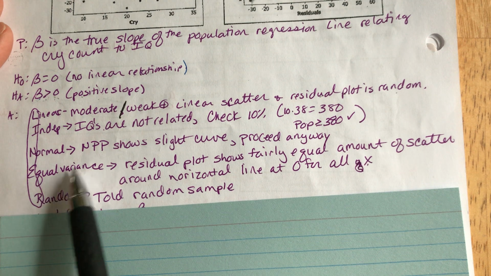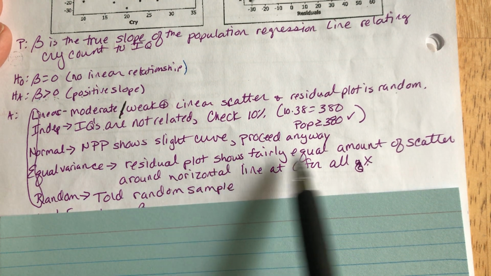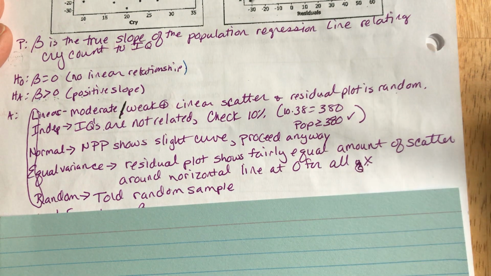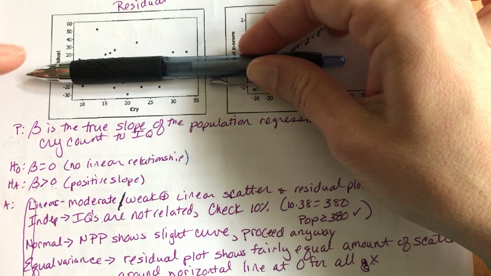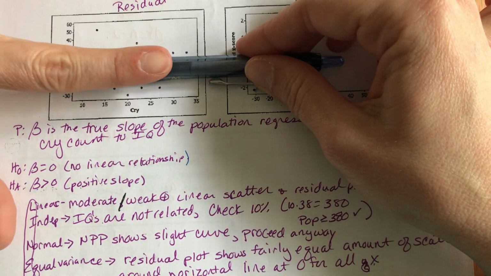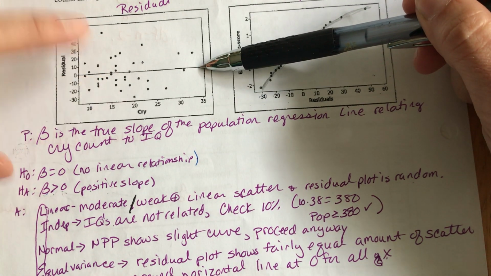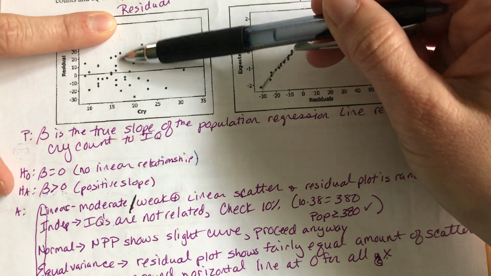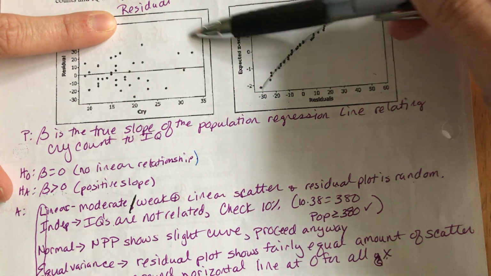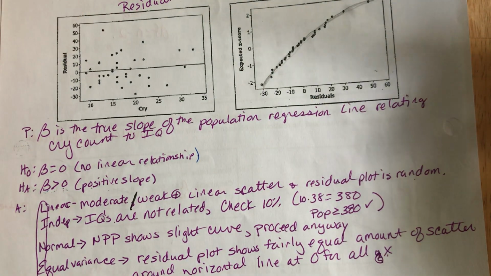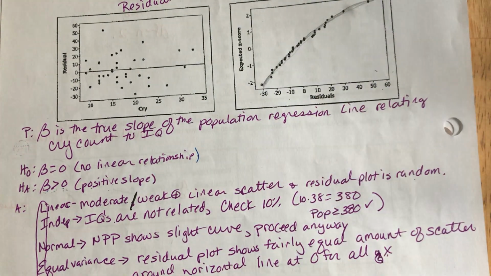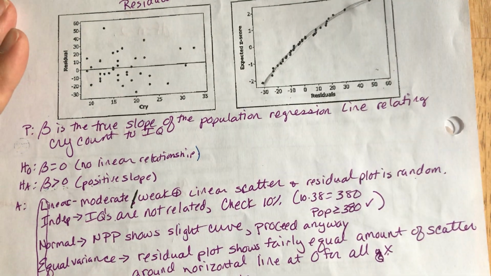You're going to have equal variance. Your residual plot shows a fairly equal amount of scatter around your horizontal line. So the vertical scatter and the horizontal scatter from that line are pretty even, minus this point. They're all pretty evenly spread out above and below. So that means they're going to vary equally from each other: equal variance. And we were told it was a random sample.